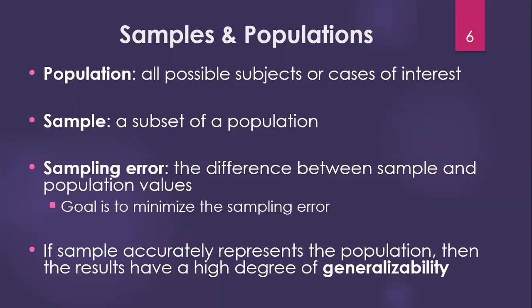However, we know that there's not always a perfectly representative sample, that the sample doesn't always perfectly match the population. This gap, or the difference between a sample and a population, is called here sampling error. And our goal is always to minimize the sampling error. We want our sample to represent the population as much as possible. If, however, the sample does accurately reflect the population, then we say our analyses have a high degree of generalizability. Isn't that a fun word? We can say that the findings based off of our sample can be generalized to the population, to draw conclusions about the population as well.